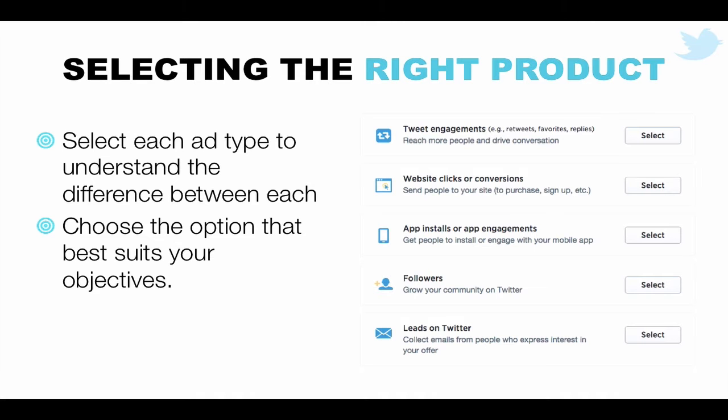The followers option helps you grow your community on Twitter, and leads on Twitter helps you collect emails from people who express an interest in your offer. If you're promoting a 2-for-1 offer, for example, or a free guide on how to do X, Y, and Z, you can offer that up as a lead on Twitter ad product, and Twitter will send you the user's details who express an interest in your offer directly, so it's a nice and easy conversion point for them.